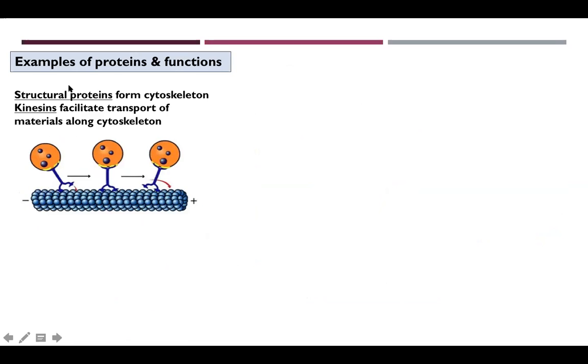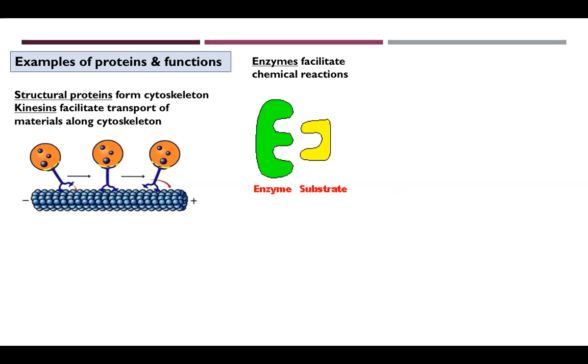Here are a few examples of proteins and their functions. Proteins can do a lot of things in our body. They can be for more structural purposes, like forming the cytoskeleton, transporting materials across the cytoskeleton, cyto meaning cell. They can be enzymes. These help facilitate chemical reactions. So those dehydration and hydrolysis reactions usually need an enzyme to even happen.